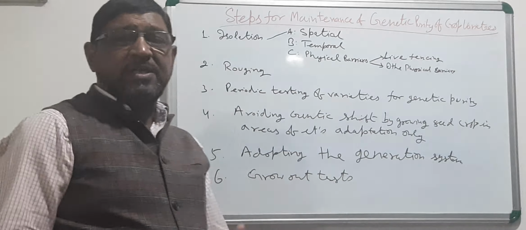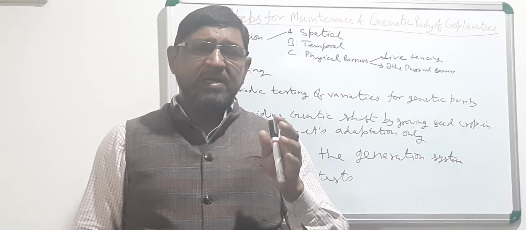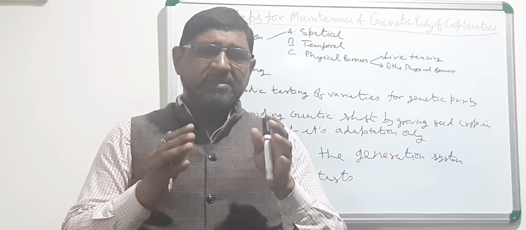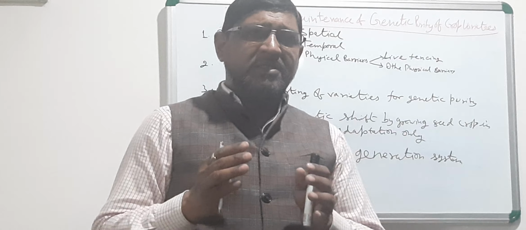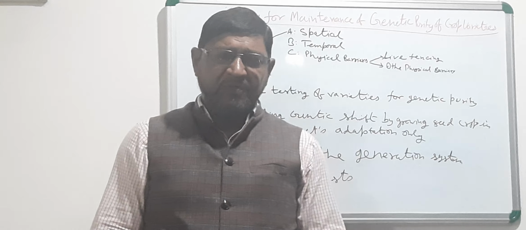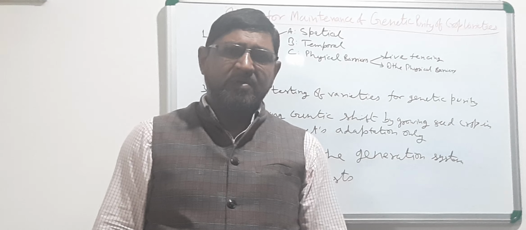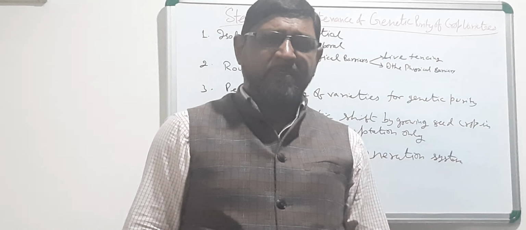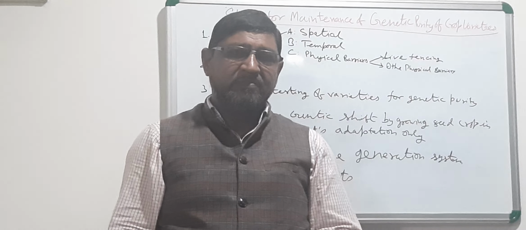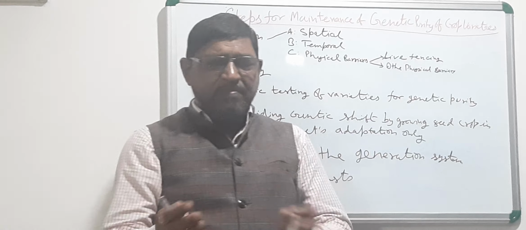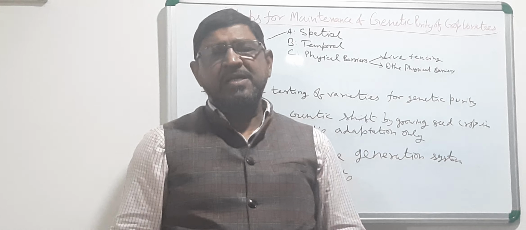The first one is isolation. This is very important. By definition, isolation is the separation of your seed field from the fields of other varieties of the same crop, to avoid particularly unwanted cross pollination as well as mechanical mixtures of the seeds. That is called isolation.